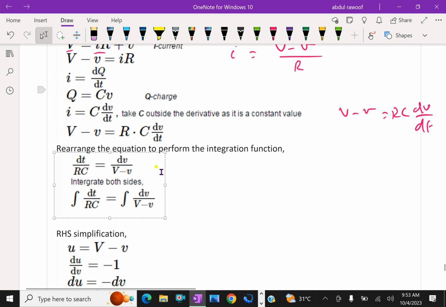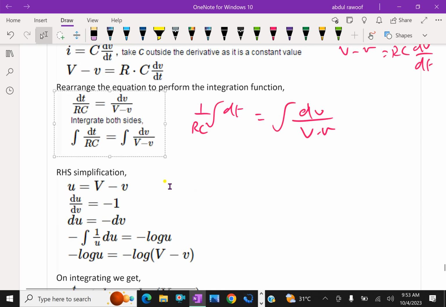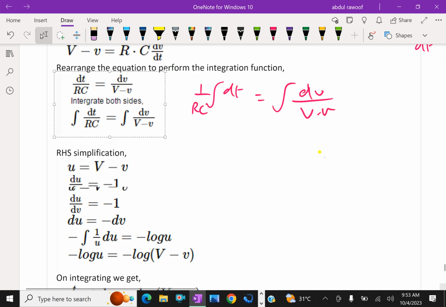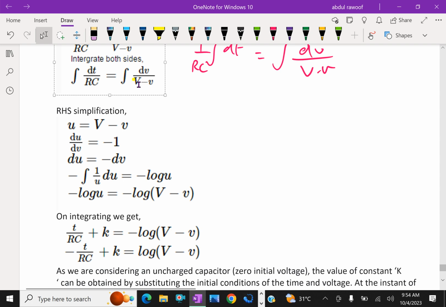Now rearranging this equation, we get dt by RC, from rearrangement, equal to dv by (V minus v). Integrating, dt over RC is equal to dv over (V minus v). For simplification, let u equal V minus v. Then du by dv equals minus 1, because here V is a constant, small v minus 1. Then by cross multiplying, du equals minus dv.